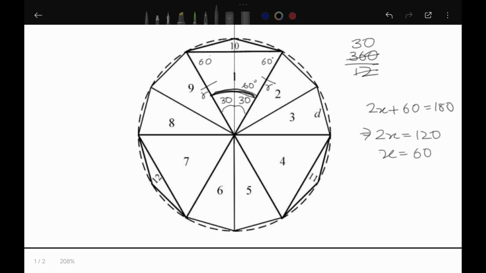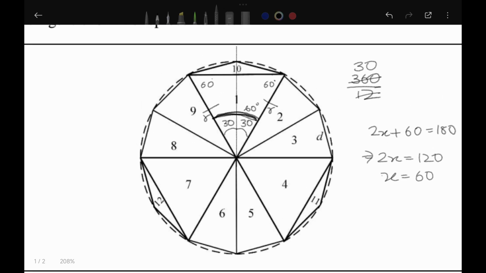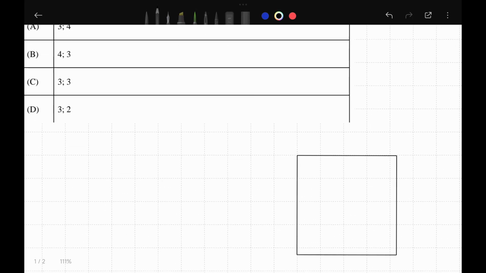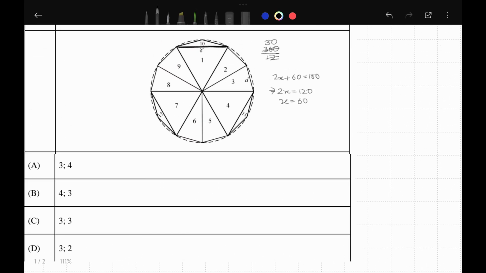Now, let me clear everything up again. Now we know that this side is R. This is R, right? So for all the types of triangles, we now know what the sides are, what lengths they are, I mean. So now I have drawn a square here. Let's see how we can construct a square from these triangles.